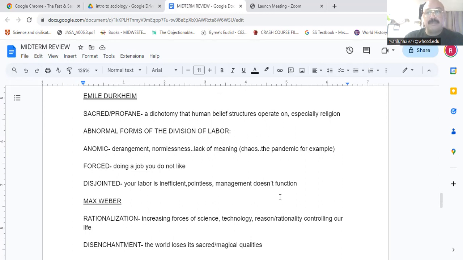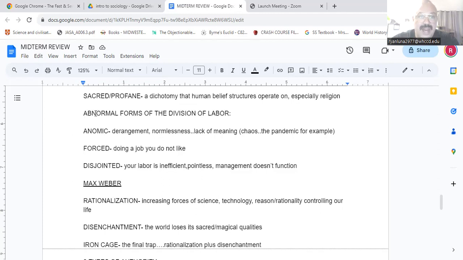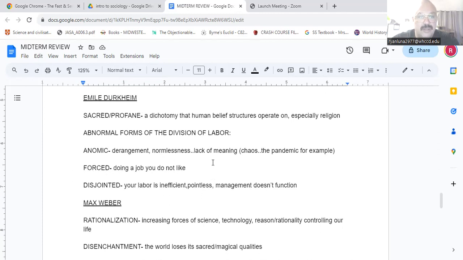Emil Durkheim, my favorite theorist. Who invented sociology? Emil Durkheim. Sacred and profane dichotomy. Sacred, special, set aside. Profane, not special, earthly. Everyday actions, brushing your teeth, eating, pooping, sex, those are all profane. Sacred, special, religious, holy. This is sort of a dialectic, right? Opposites.